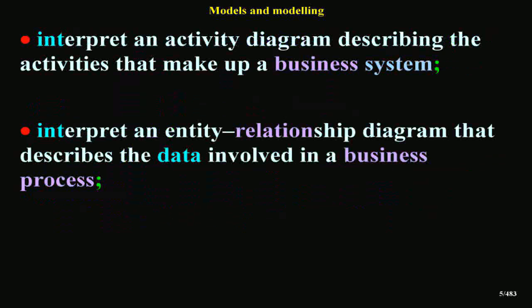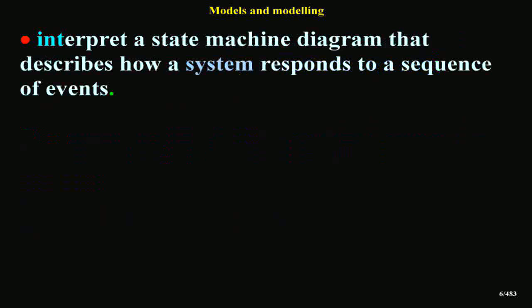Interpret an activity diagram describing the activities that make up a business system. Interpret an entity relationship diagram that describes the data involved in a business process. Interpret a state machine diagram that describes how a system responds to a sequence of events.